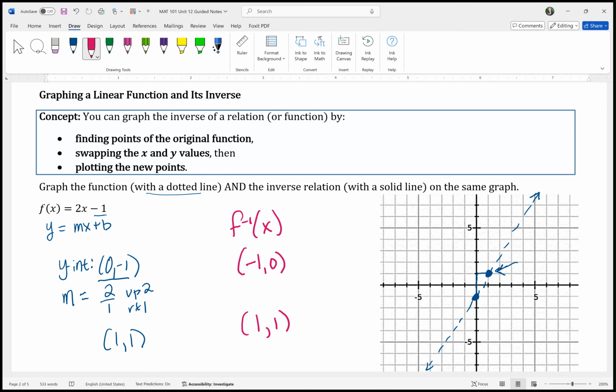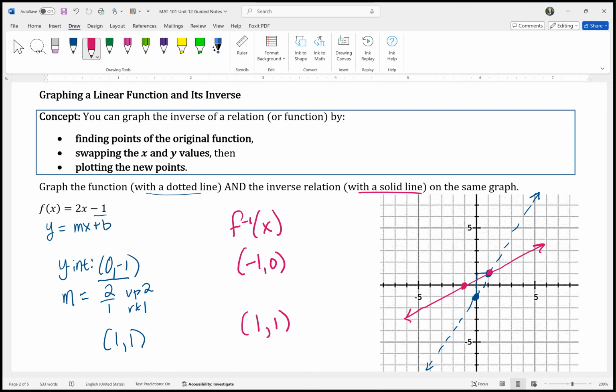Now, let's graph this one. And this one is saying solid line. So this would be (-1, 0). And then (1, 1). It's okay if it's the same. We're going to now use those 2 points and graph this with a solid line. Okay, so this is what the function and the inverse graphed on the same graph looks like.